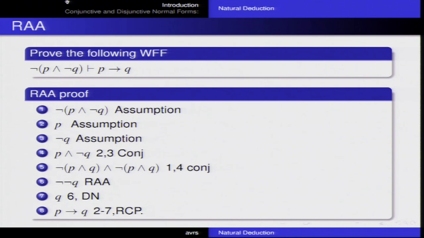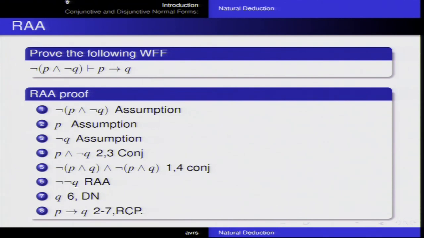Suppose you are trying to prove whether P implies Q follows from not of P and not Q, and here is the RAA proof, reductio ad absurdum kind of proof. You start with an assumption, that is not of P and not Q. Then you take the antecedent of that conditional, that is P on the right hand side. So now our assumption is not Q.